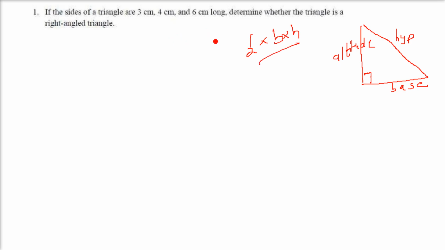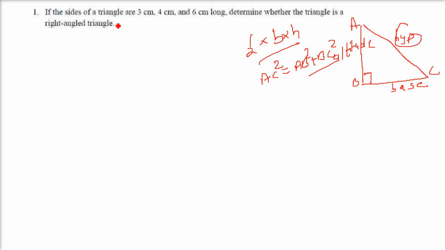And one more thing, according to Pythagoras theorem, the hypotenuse square, let us say in triangle ABC, AC square will be equal to AB square plus BC square. So this we are going to employ. If the sides of the triangle are 3, 4, 6, determine whether the triangle is a right angle triangle.